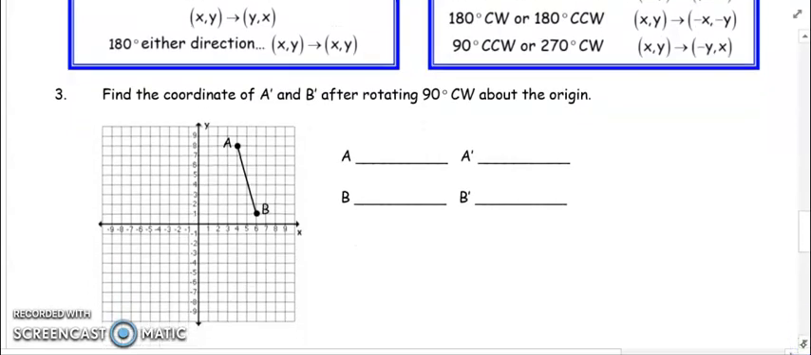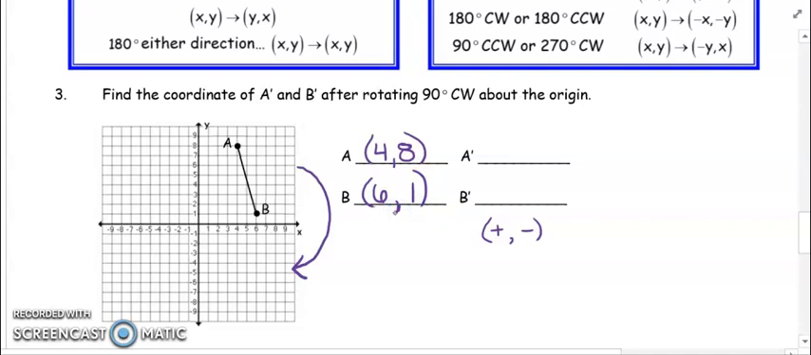So with number 3, I want to find the coordinates of A prime and B prime after rotating 90 degrees clockwise about the origin. Well, 90 degrees clockwise means I'm going to be moving 1 quadrant. Clockwise means I'm heading in that direction. So all of my points are going to end up in quadrant 4. I know quadrant 4 has the signs positive x and then negative y. We're going to keep that in mind when we do the rotation. So our original coordinates for A are (4, 8), and for B we have (6, 1).